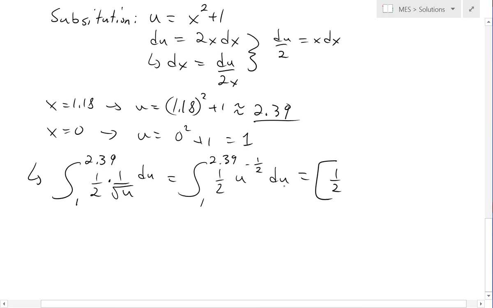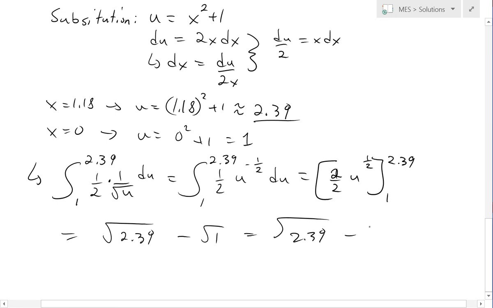It's going to be 1 over 2. Now the integral of this, we have to add 1 on the power. So that's negative 1 over 2 plus 1, which is just 1 over 2. And now we have to divide by this power, which is 1 over 2, or multiply by 2. So these cancel, and it's from 1 to 2.39. We're basically left with square root 2.39 minus, plugging in the 1, square root 1, which equals square root 2.39 minus 1.